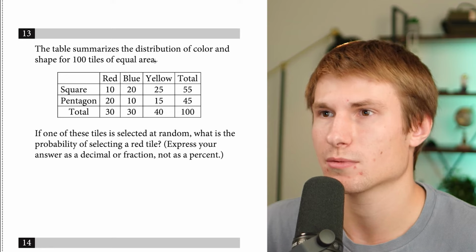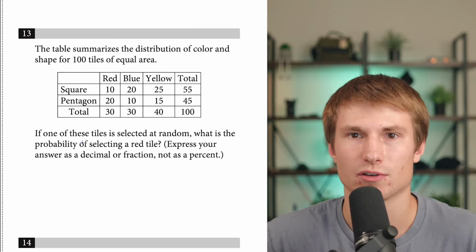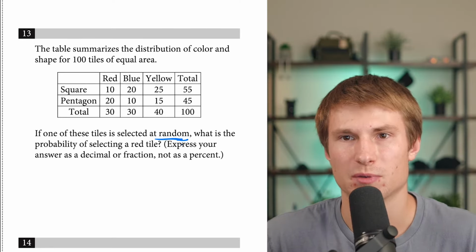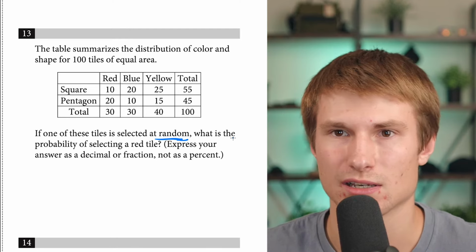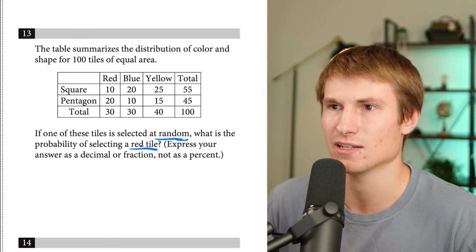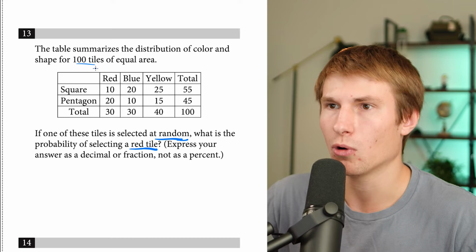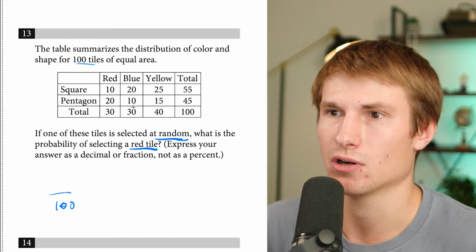Here's 13. A table summarizes the distribution of color and shape for 100 tiles of equal area. One of these tiles is selected at random. Always pay attention to how something's being selected, in this case at random. What's the probability of selecting a red tile? So we're selecting from all 100 tiles, so our denominator here is going to be 100.